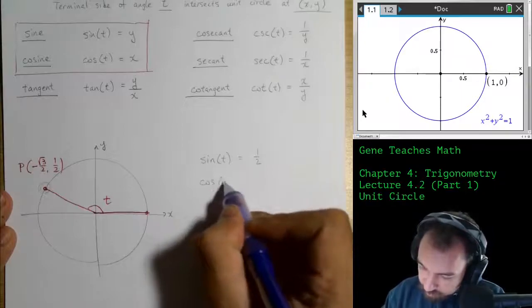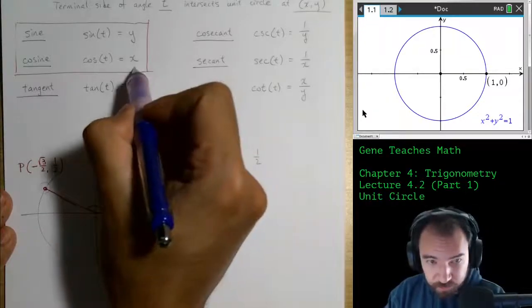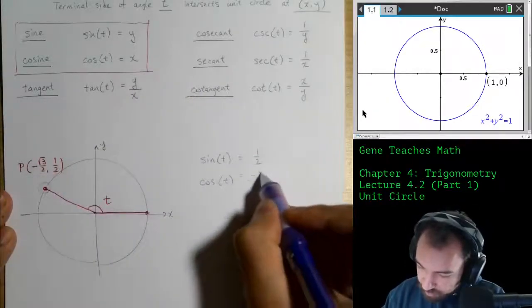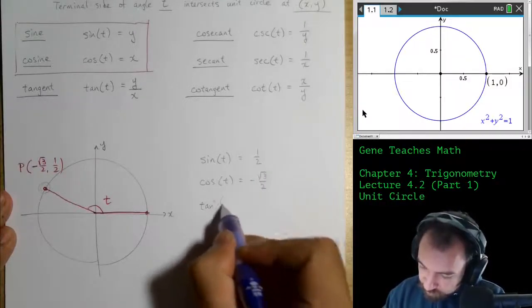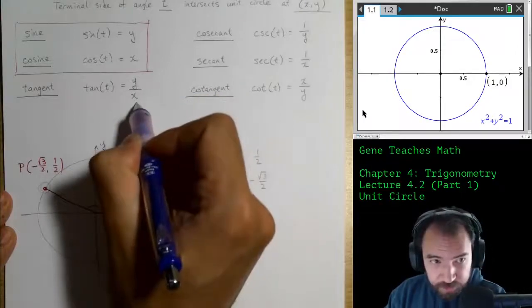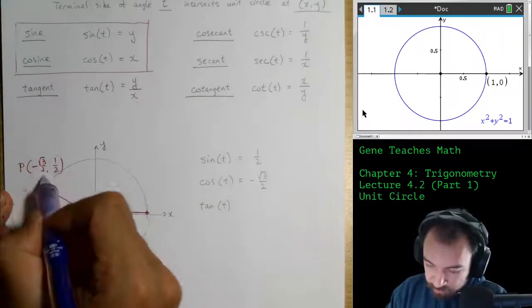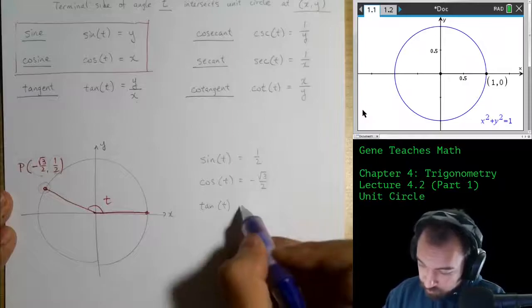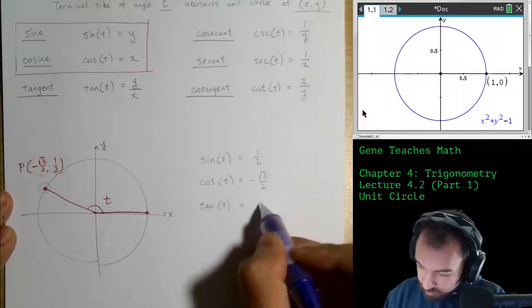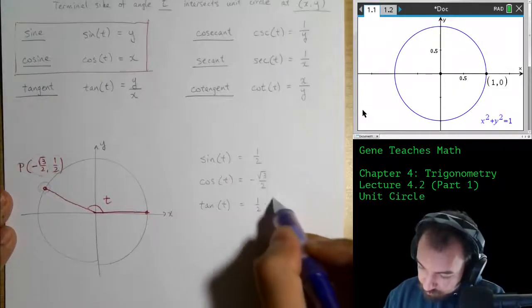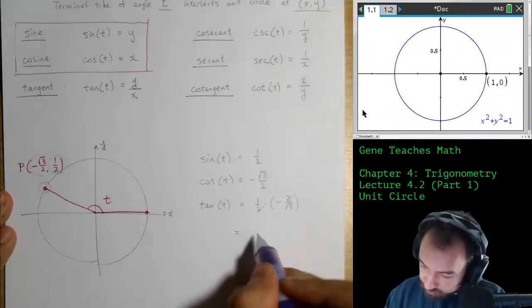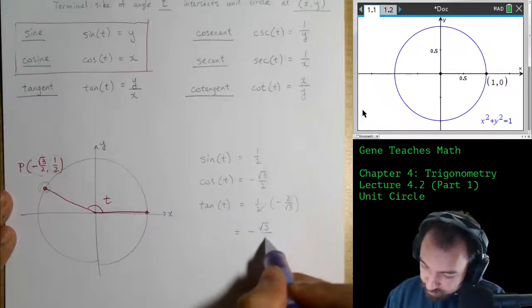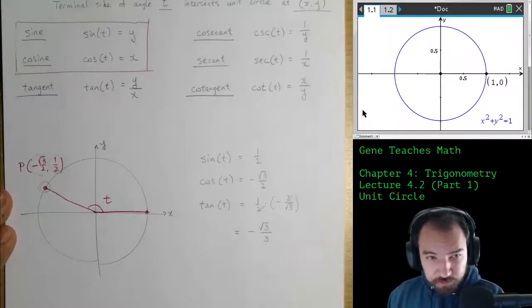If I want cosine of t, I would say that must be the x-coordinate of that point, so this would be negative root 3 over 2. And I could say tangent of t would be the y-coordinate over the x-coordinate, so that would be 1/2 divided by negative root 3 over 2, which I can write as 1/2 times the reciprocal, negative 2 over root 3. The 2's cancel, and once I rationalize the denominator, I get negative root 3 over 3.